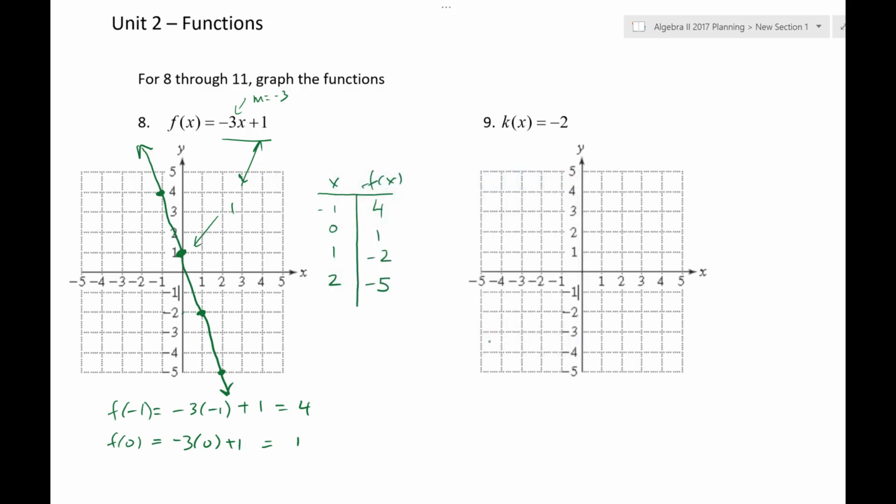Okay, second one here, we see k of x equals -2. This is just a constant function. So that means no matter what input I put in for x, -2 is going to come out. And so that one's a relatively simple one to graph. It's the constant function where no matter what the input is, the output is -2, or a horizontal line.